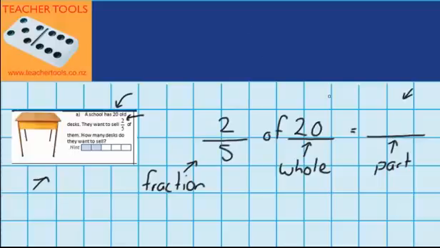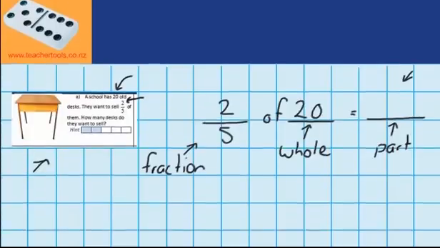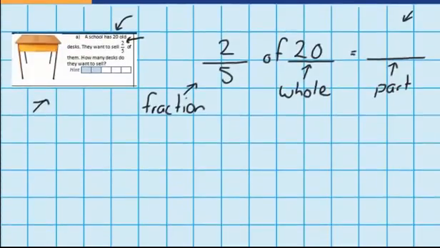So you can see just by reading through the question carefully, we've worked out that this is a part unknown question and we can solve it using that method. So my denominator tells me that these 20 desks have been shared into 5 groups. So to do that I'm going to need to use division. 20 shared into 5 groups. Well, I know 20 divided by 5 is 4.